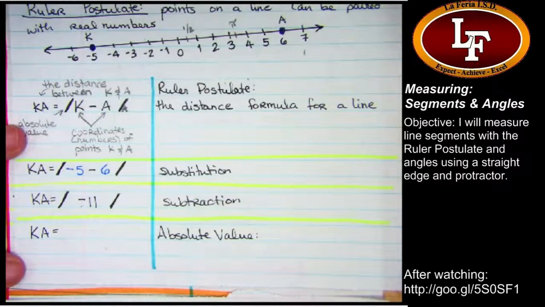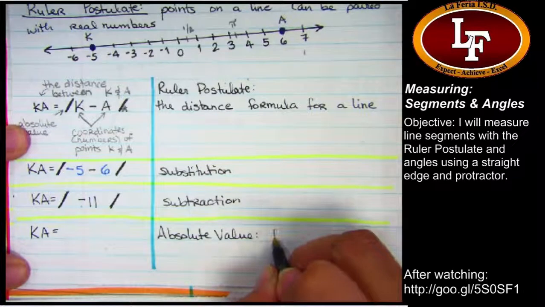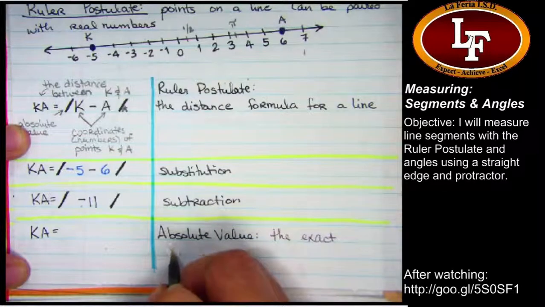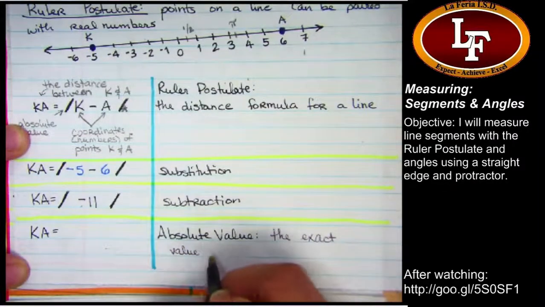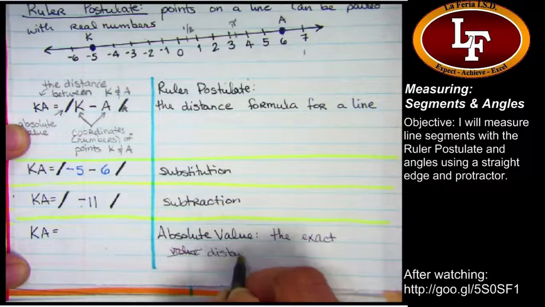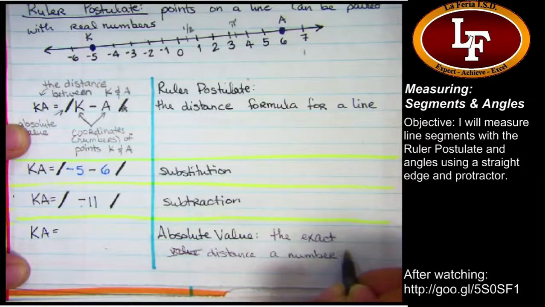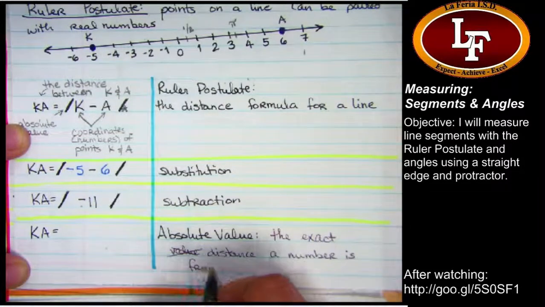Absolute value. The exact value. The exact value, yeah, because of that word absolute. But it's an exact value from a specific number. What number do you think that is? 1? 0. It is 0. It's the exact value. We're going to clarify: instead of value, we're going to use the word distance. The exact distance a number is from 0.